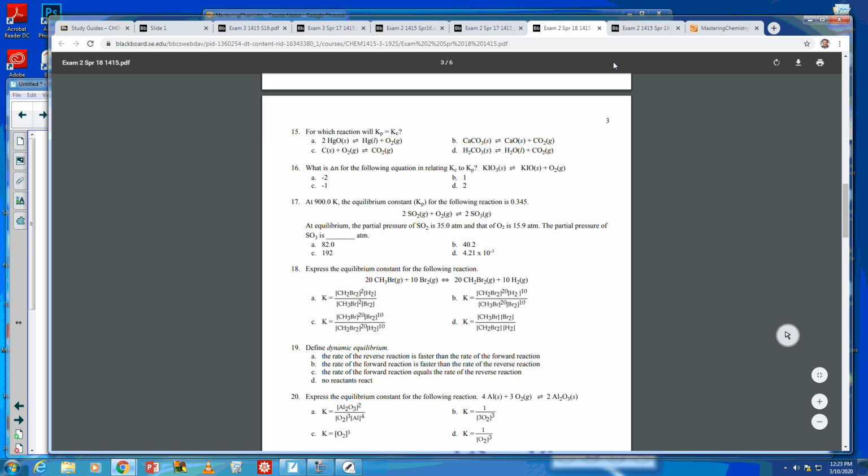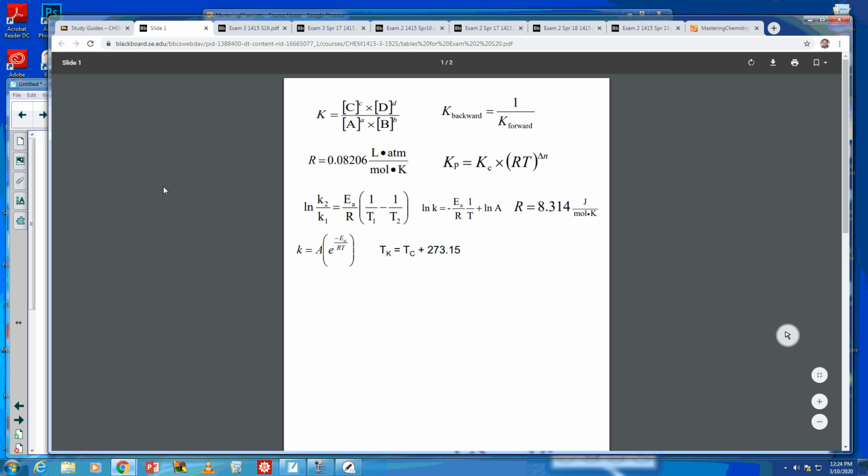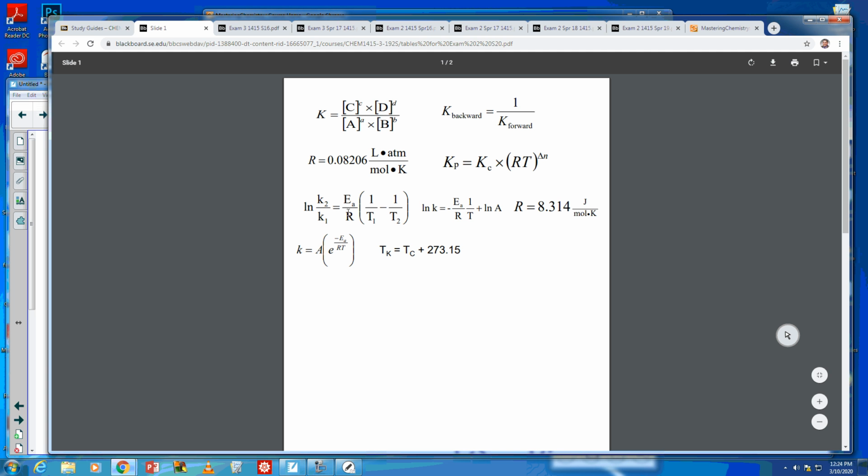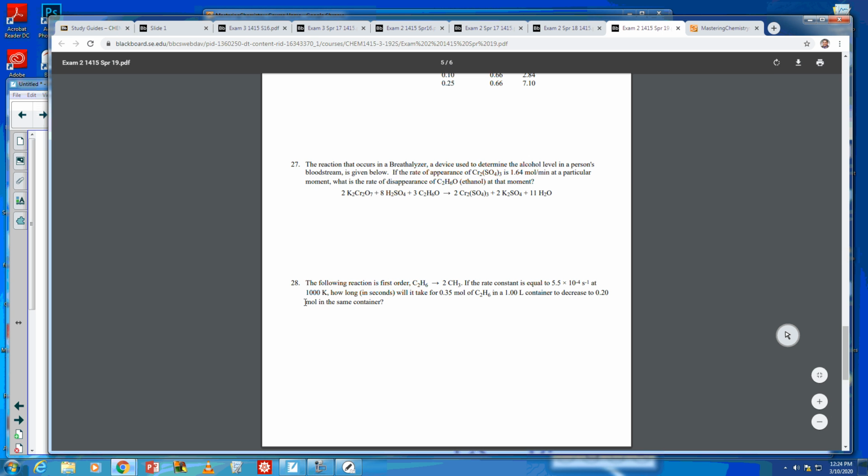Do you want to work another type of problem? We work a problem where you can go back to the equation, like the ln k2 one, but we're able to rearrange it. Like this one down here? No, go back. Okay, an Arrhenius equation. Yeah.